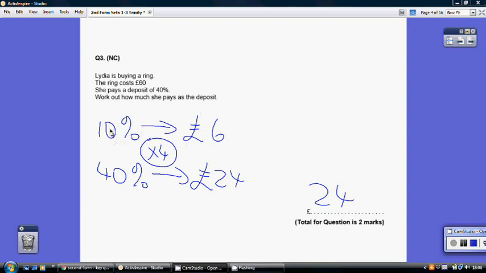Okay, so that's what 10% is. So how much is 40% going to be? Well, we need 4 of these. We need 4 lots of 10% to get 40%. So we choose to multiply by 4. So 4 times the percentage, 4 times the amount, 6 times 4 is £24. So 40% of £60 is £24.